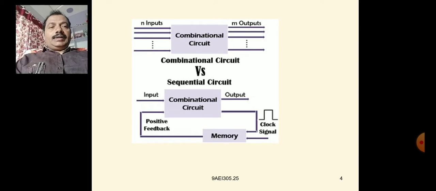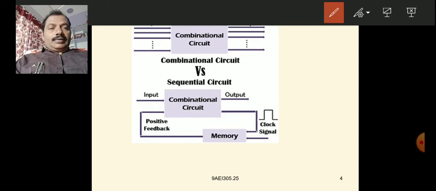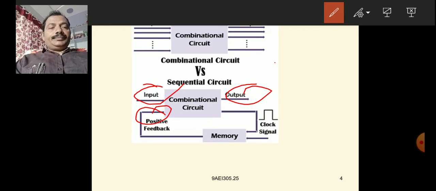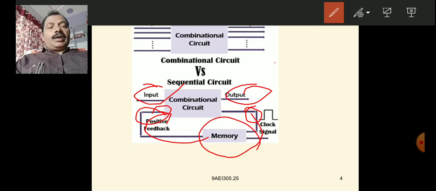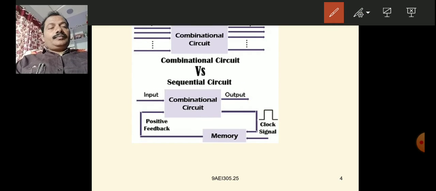That is the idea. So here the output depends upon inputs and previous outputs. These are the previous outputs, these are the present outputs. These present outputs are stored in memory and fed back as input to the combinational circuit. So the memory outputs are called previous outputs, memory inputs are present outputs. So that you have to remember.